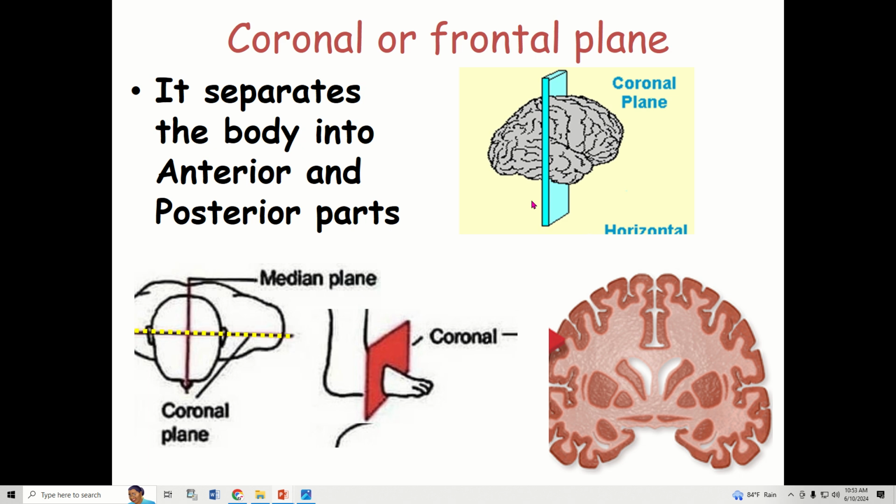So this is the coronal or frontal plane, and you see how the brain looks after cutting. This is coronal plane, how the foot is cut in coronal plane. One half contains toes, another half is devoid of toes. This is the head, this is the coronal plane, cutting the body into anterior half and posterior half.